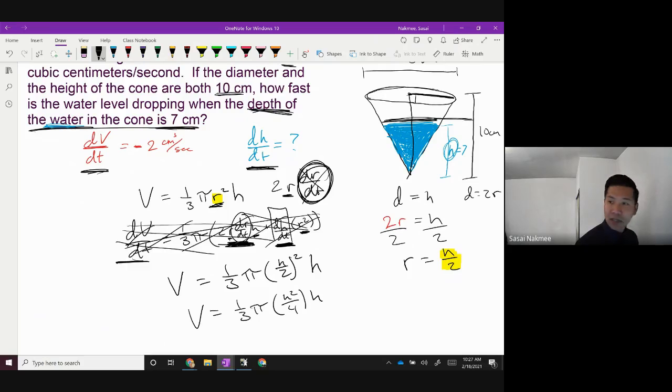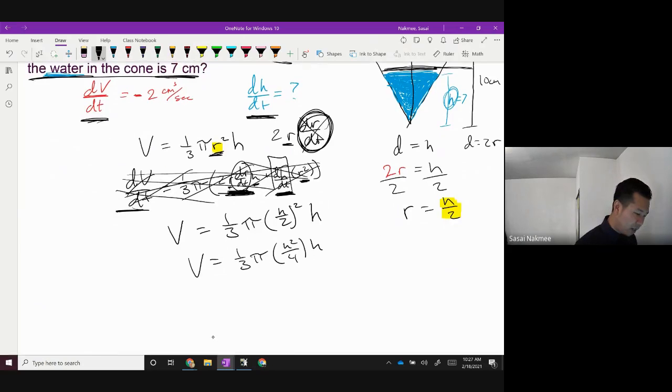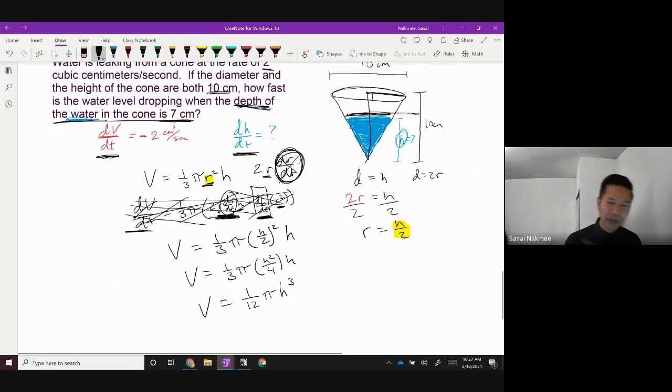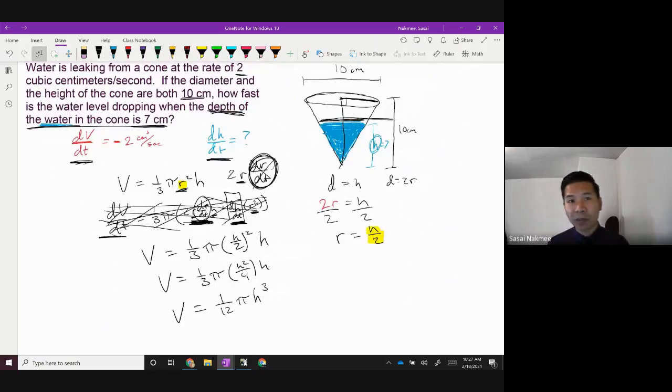Simplify this out, and I have here now the volume is equal to, let's see here, 4 times 3 is 12, so it's going to be 1/12 pi h cubed. When you do this extra work and you get into this part now, we don't have to worry about dr dt, and we also don't have to worry about r, right?